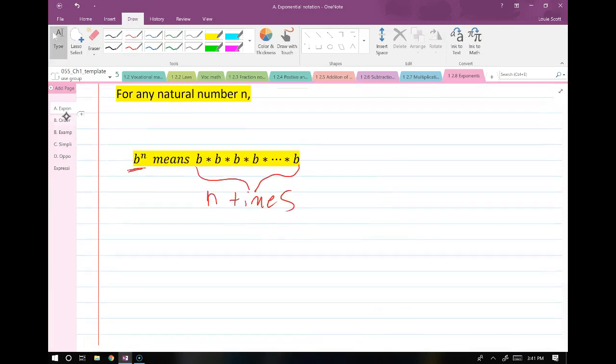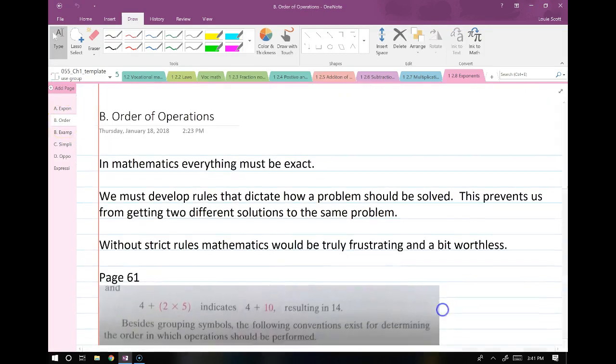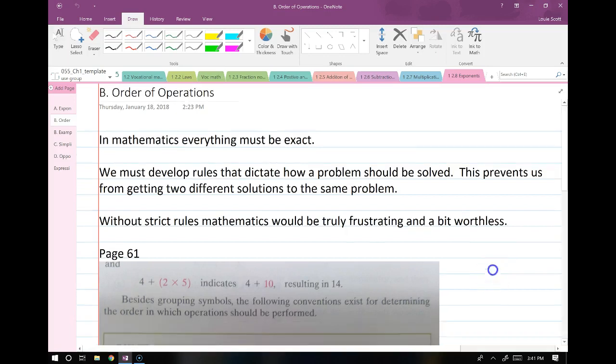Okay, so now that we have talked a little bit about exponents, let's talk about order of operations. Order of operations are kind of a pain, but extremely important. Because everything in math has to be exact, right? We cannot give you two of the same problem and have two different answers be correct. So we have to use some really rigorous rules on what comes first, what comes second, what comes third, and so forth. That is what the order of operations is all about.